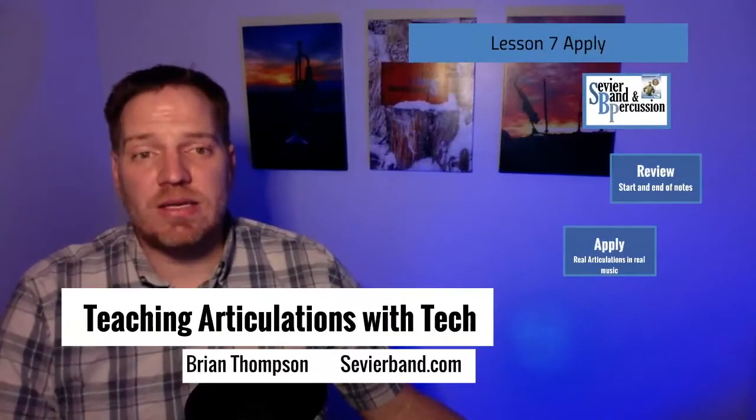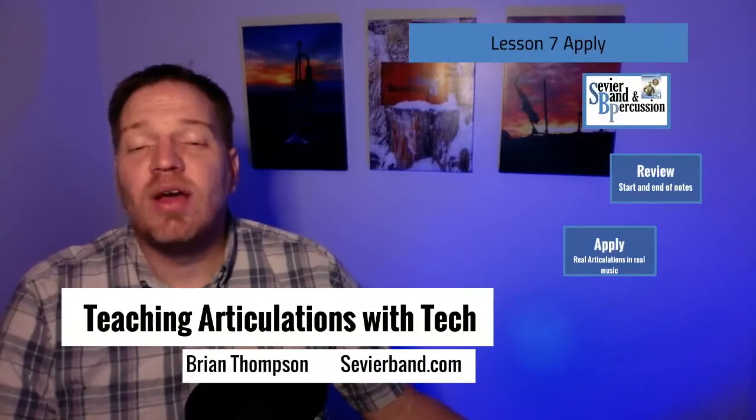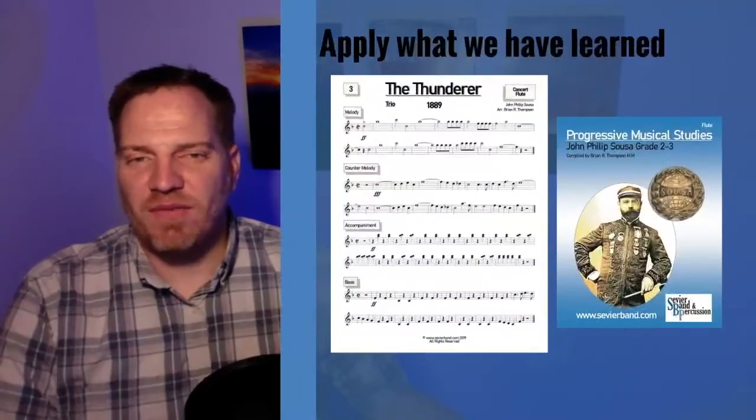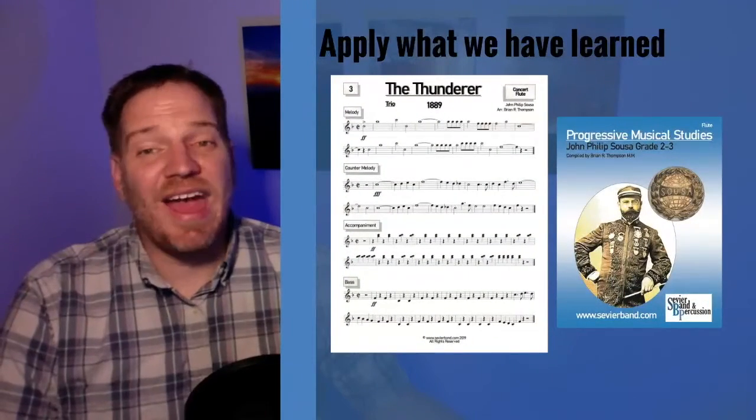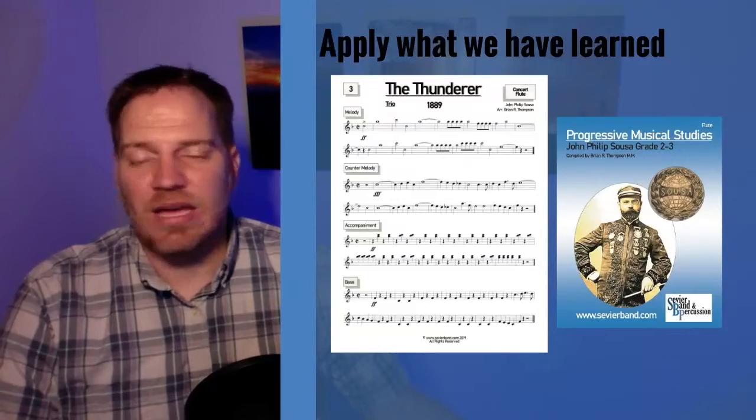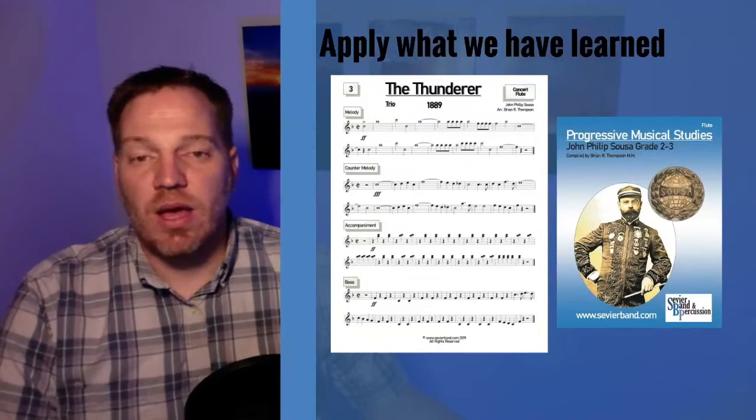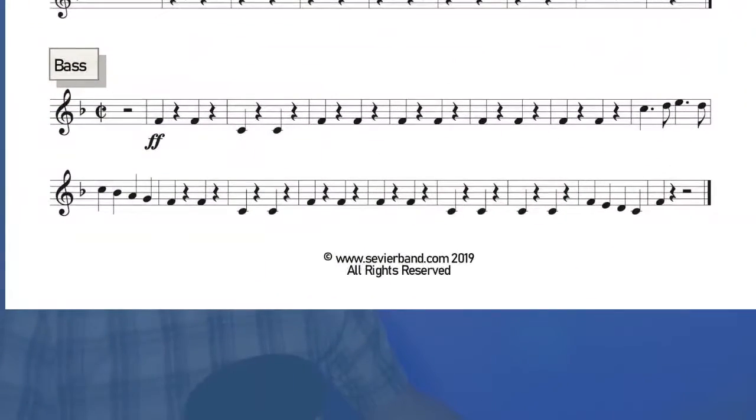So we're going to practice on the song The Thunderer, one of my favorites by John Philip Sousa, written in 1889. That's a couple of years back. Let's look at the bass line here. What's cool with this bass line is noticing when there's changes. If we look at the last measure and the first measure, the second line, you can see it change.